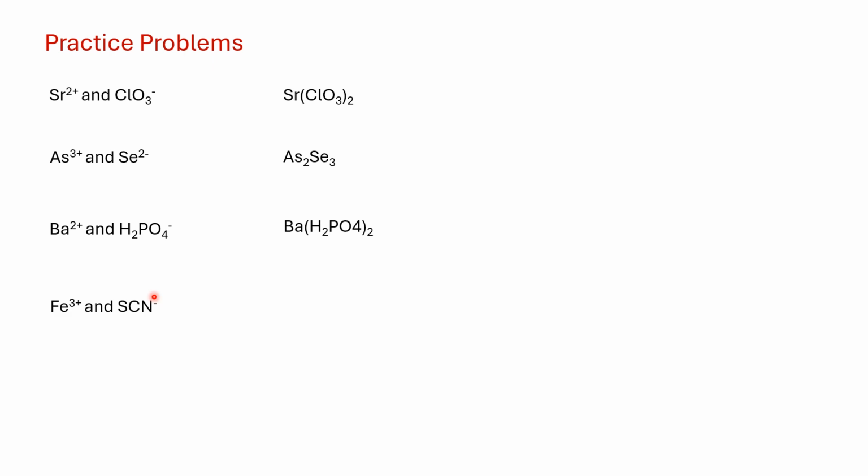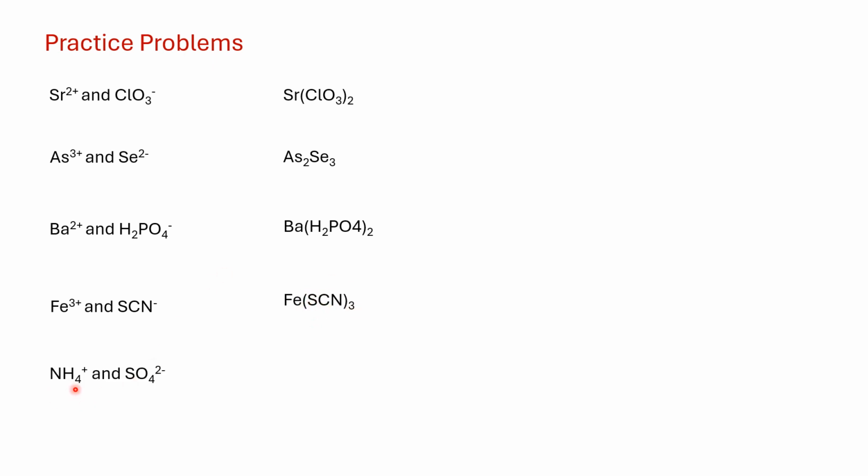Next, ferric ion. Ferric, we call it iron 3 plus, and this is thiocyanide, SCN minus. So this is 1 minus and 3 plus. 1 goes with Fe, 3 goes with SCN. So 3 SCN groups join with 1 Fe. Then the formula is like this: iron(III) thiocyanide.